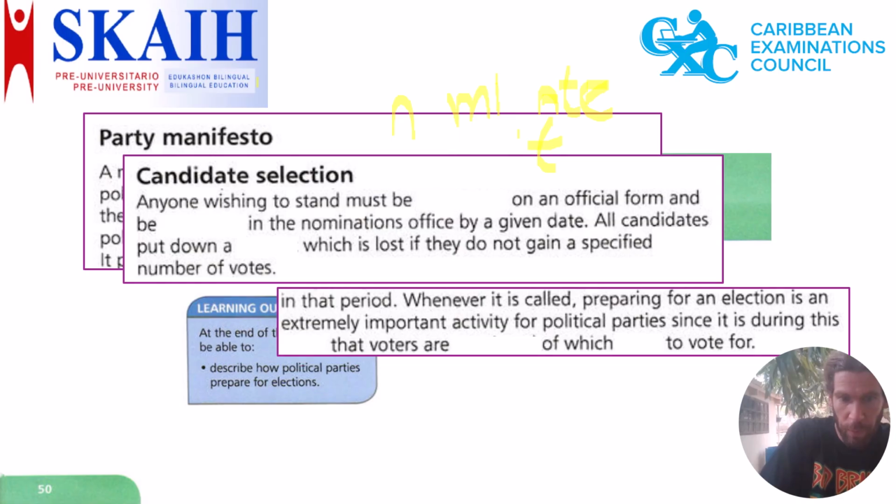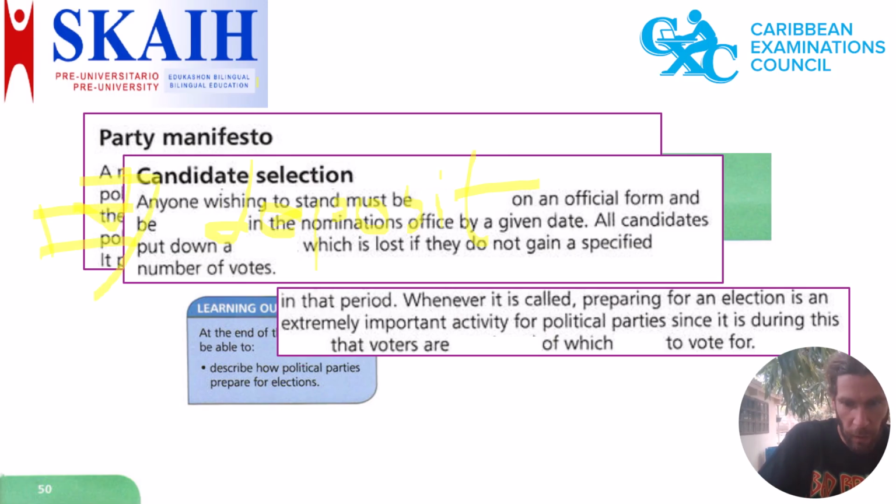All candidates put down an entrance fee. I believe this is correct. Like you have to give a certain amount of money. We call this an entrance fee, a deposit, which is lost if you are not elected. So Gilbert Ricardo of Mijo Curaçao handed in a deposit, but he lost it because unfortunately for him, he was not elected into parliament.